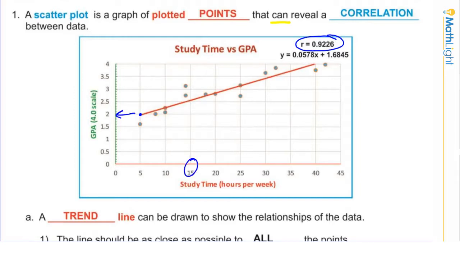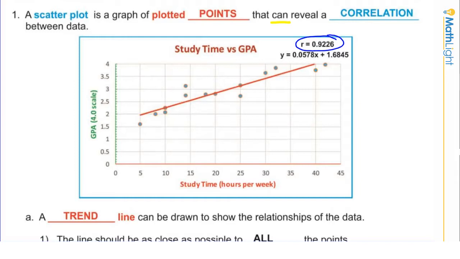Now let's move to the right. If I input a 15, I output like a 2.6. Let's move further to the right. If I input a 25, I output like a 3.4. Do you see how as I move from left to right, the line goes up from left to right? So the line is heading up, and if the line is heading up, then that is a positive slope, and therefore a positive correlation.